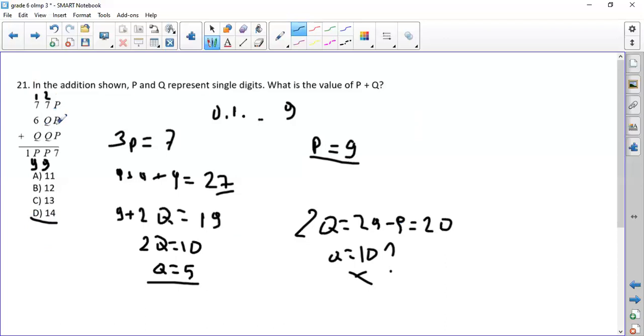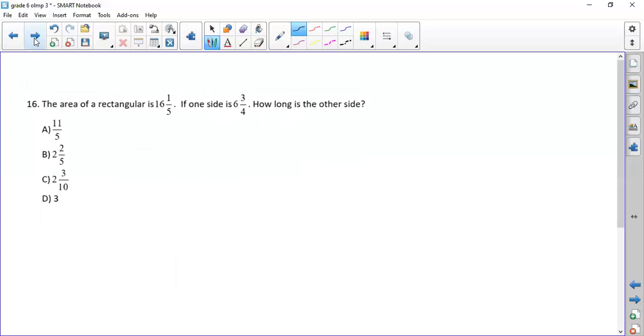In this kind of exercise, you have to analyze all the possible cases for each of the letters or unknown variables that are given to you. Let's see the next one.